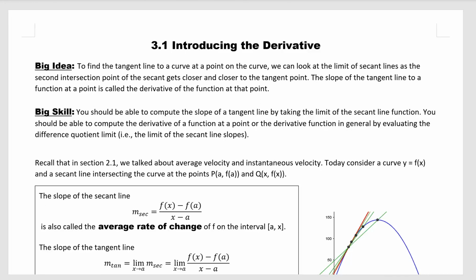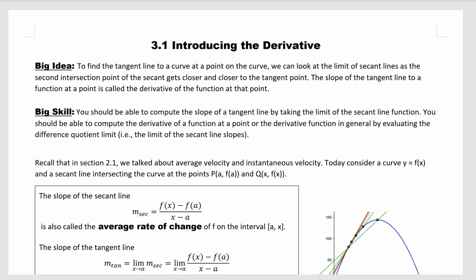Big skills. You should be able to compute the slope of a tangent line by taking the limits of the secant line slopes. You should be able to compute the derivative of a function at a point, or the derivative function in general, by evaluating the difference quotient limits, i.e. the limits of the secant line slope.